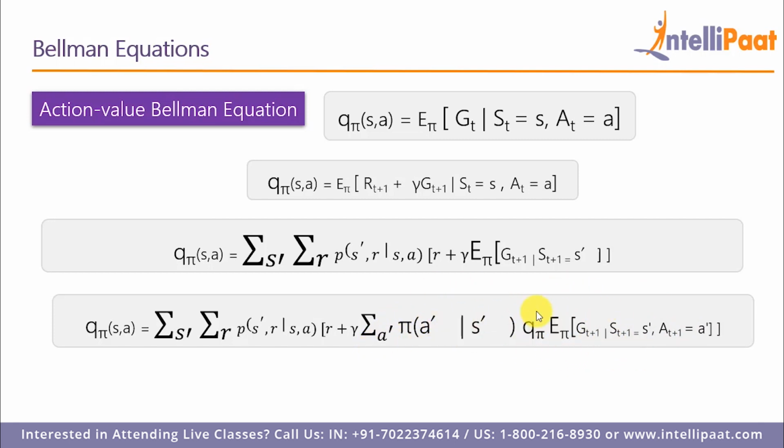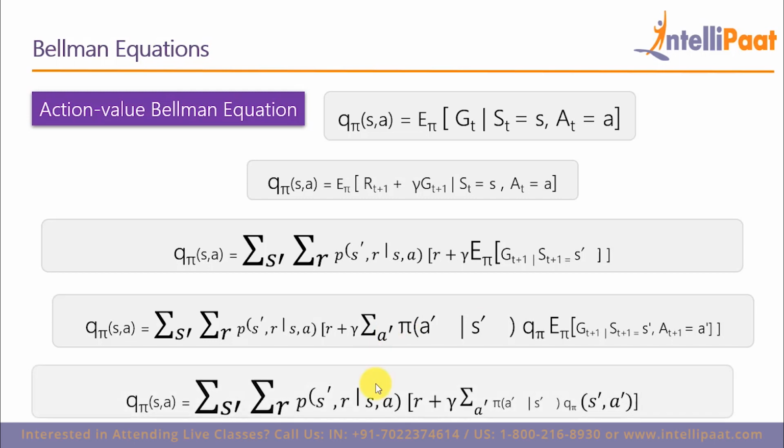Each term is weighted by the probability under pi of selecting the action A prime in the state S prime. Now if you look at this particular part, you can see that this expected return is just the definition of the action value function for S prime and A prime. So if we replace this, we get this equation here. This is the Bellman equation for the action value function, where this part represents the action value function for the state S prime and the action A prime.